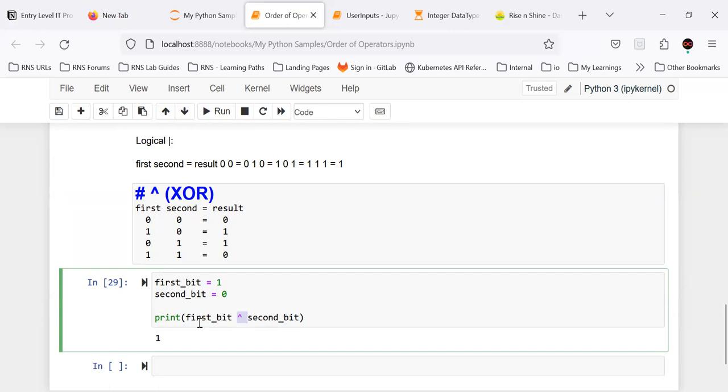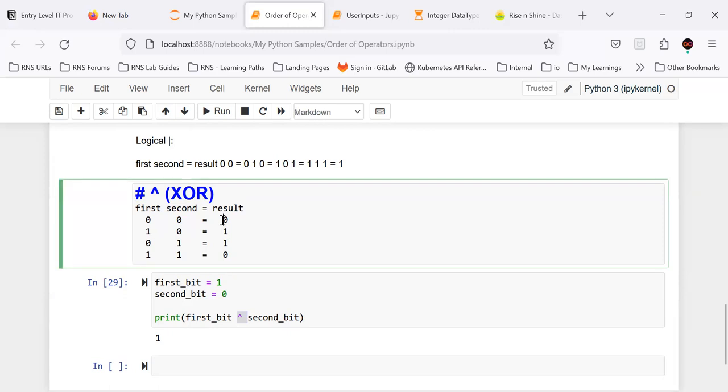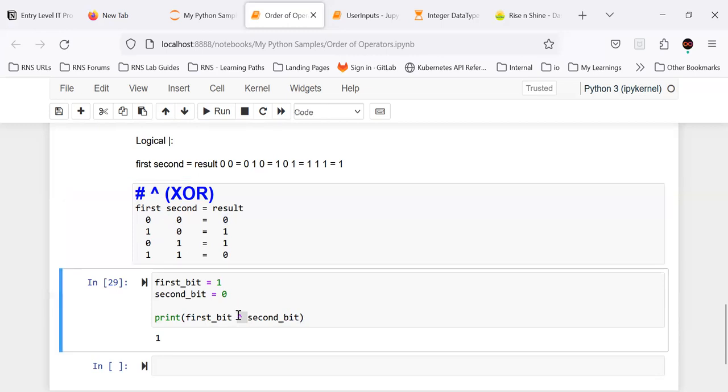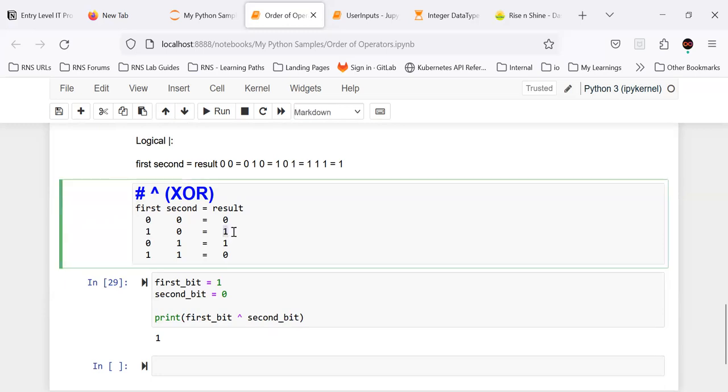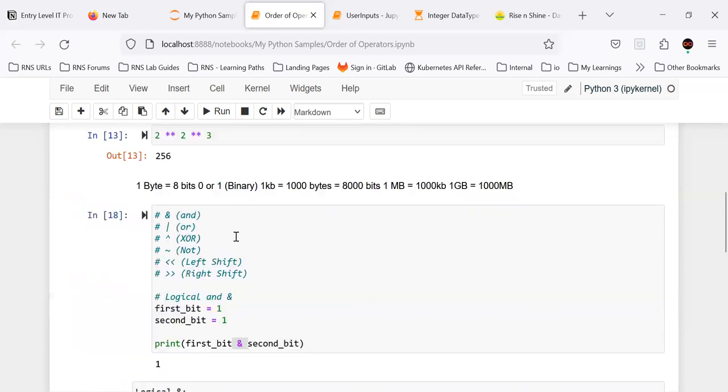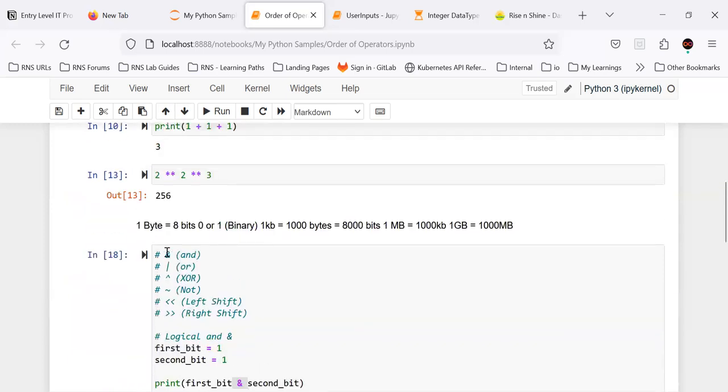If we pass that this bit is 0 and this bit is 0, I'm going to return the value as 0. Or if you pass that the first bit is 1 and the second bit is 0 with this exclusive OR, then I'm going to return the final result as 1. They're all designed like that. Are you clear on this third operator? That is exclusive OR.